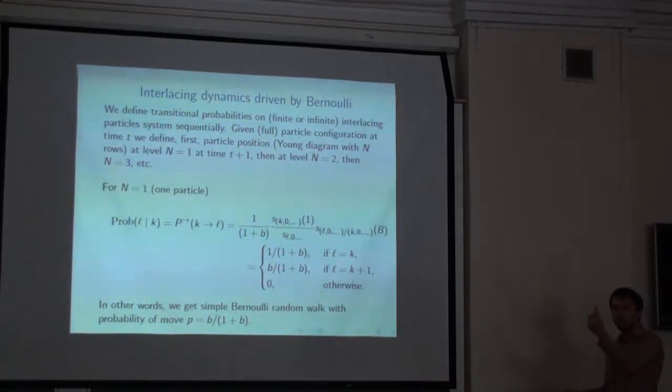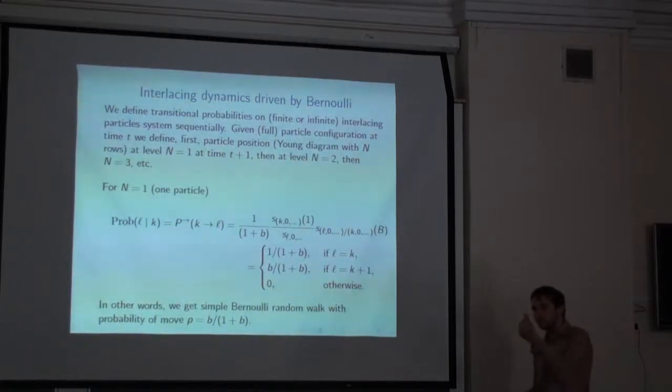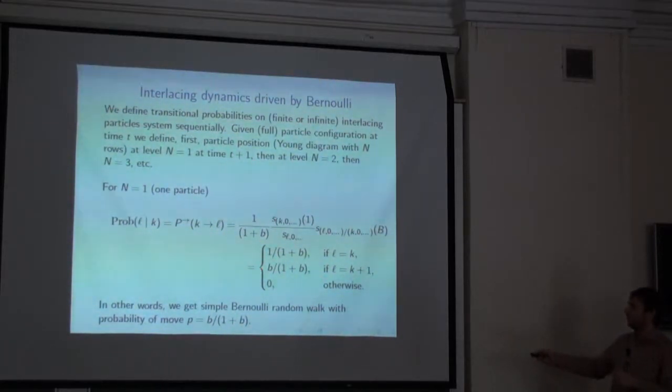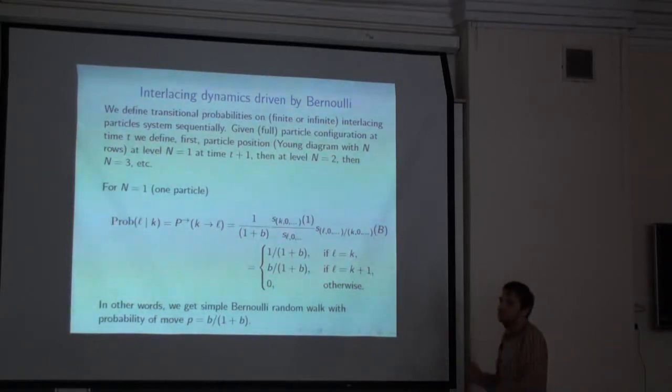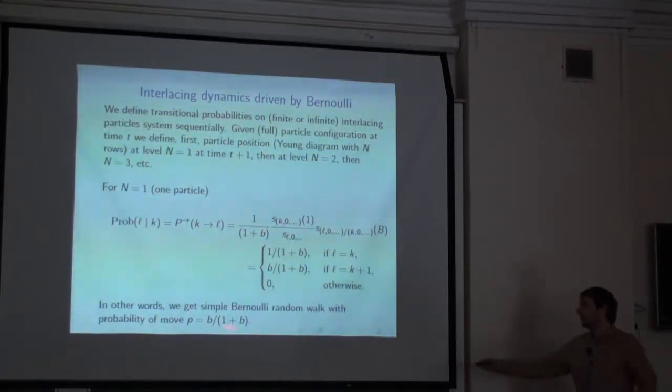So you have 1 particle. At each moment of time, it jumps to the right with probability b divided by 1 plus b and stays put with probability 1 divided by 1 plus b. So this is just a simple Bernoulli random walk with probability of move given by this formula.